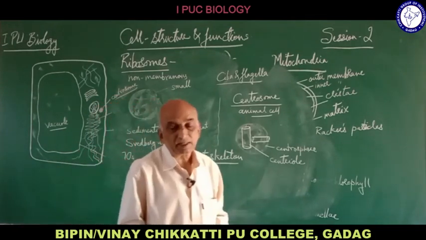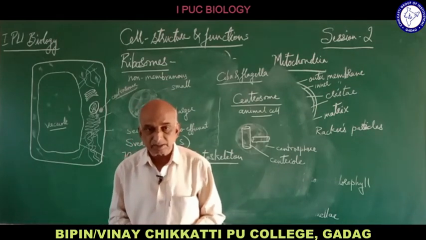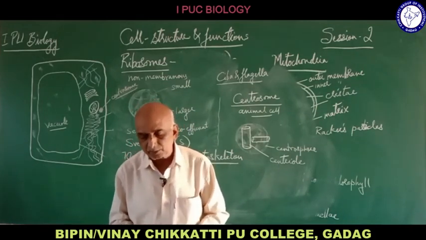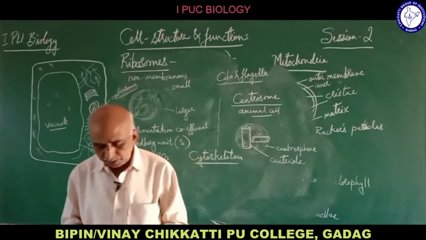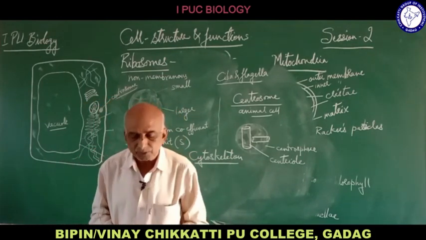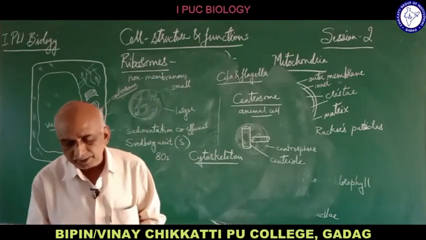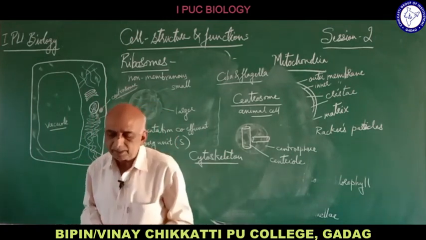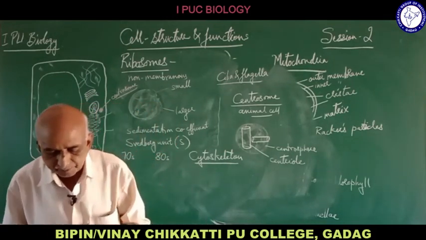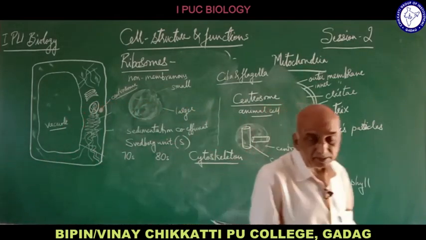So cytoskeleton is a network of filamentous proteinaceous structures which are present freely in the cytoplasm and help in mechanical support, motility, and also in the maintenance of the cell shape. That is about the cytoskeleton. And so these are some important cell organelles which are present in the cell.